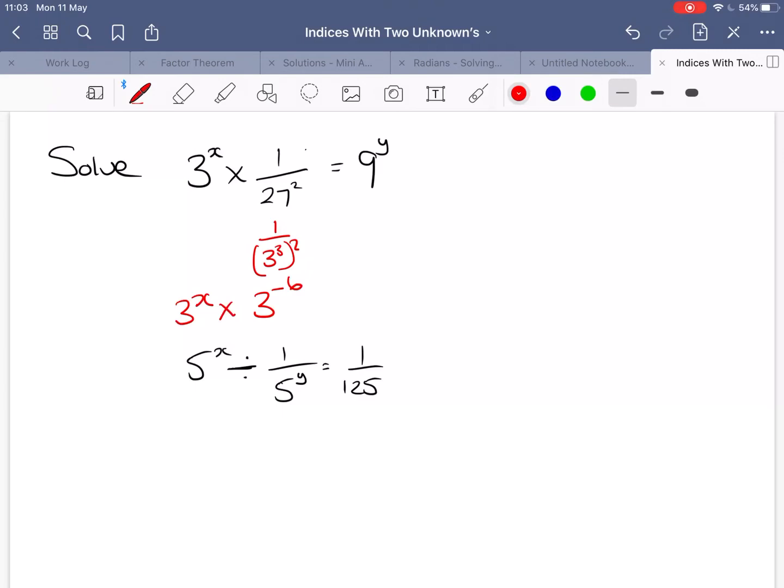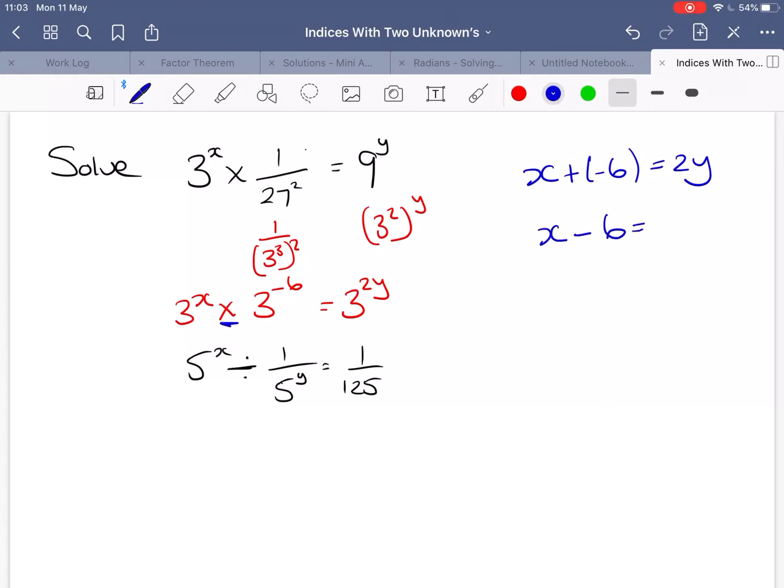So on the left-hand side, I've got 3 to the power x times 3 to the power of minus 6. 9 to the power y is 3 squared to the power y. So on the right-hand side, I've got 3 to the 2y. So what is my simultaneous equation? I'm multiplying, so my powers are added. So I've got x plus negative 6 equals 2y. So actually I'm going to write that better. x minus 6 equals 2y. And that's the equation that I've created from this first equation.